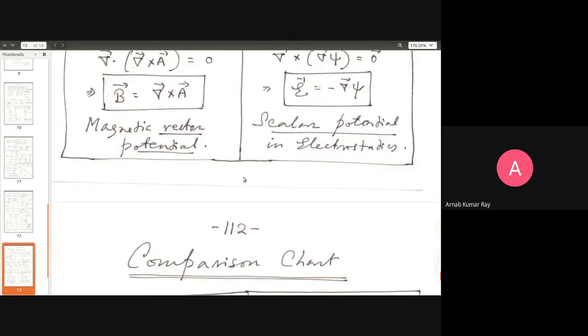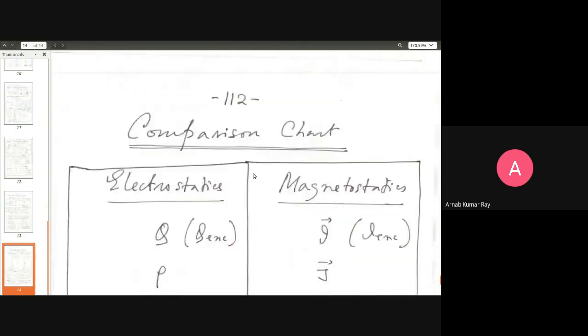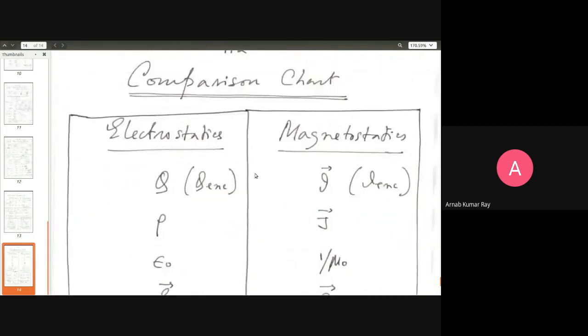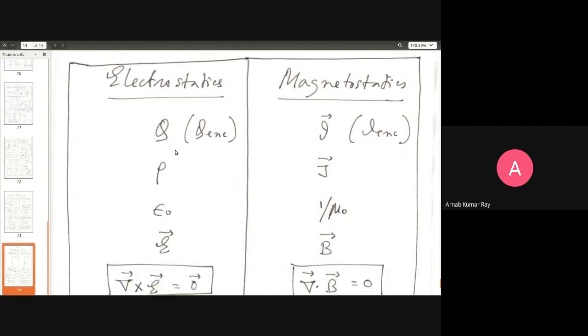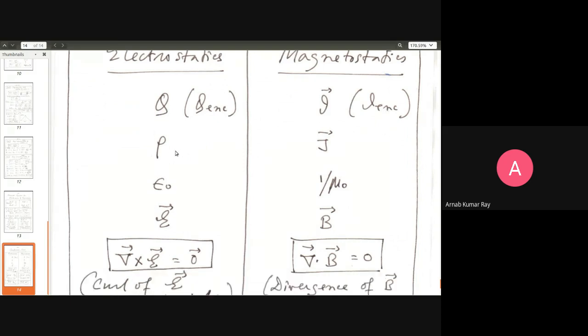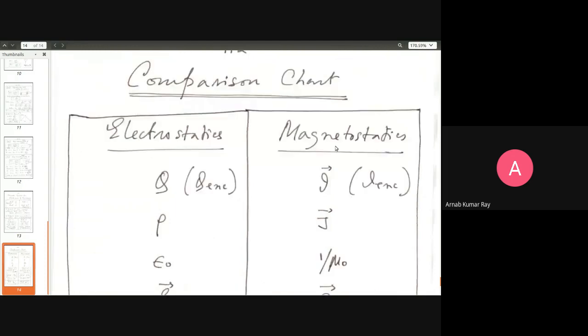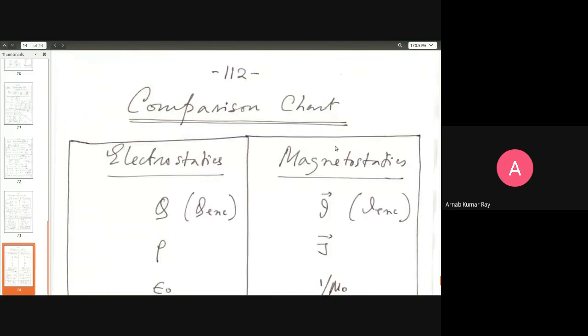And then there is finally a comparison between the two. Comparison between electrostatics and magnetostatics. Let us see. Carefully follow this thing. In the case of electrostatics, you have charge enclosed, whatever. In the case of magnetostatics, you have current enclosed, whatever. In the case of electrostatics, you have charge density. In the case of magnetostatics, you have cross-sectional current density.